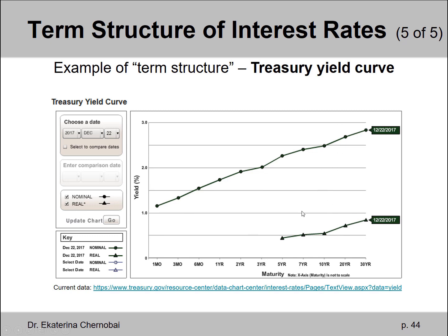So the difference between the higher line, the nominal rate, and the lower line, the real rate, is the expected inflation. So we can even calculate. It's roughly a 2% inflation 30 years from today. And this graph is about a year old. So it's from end of December 2017.